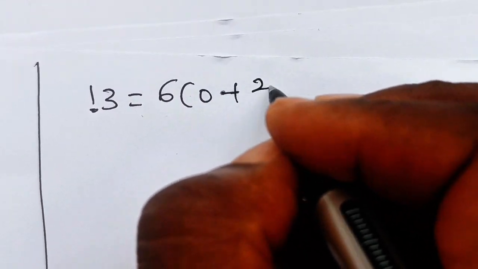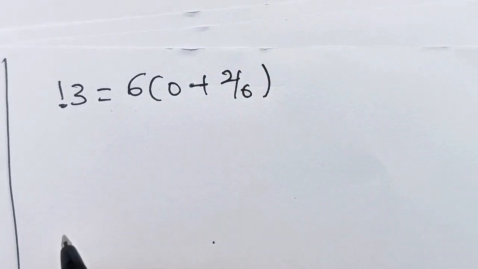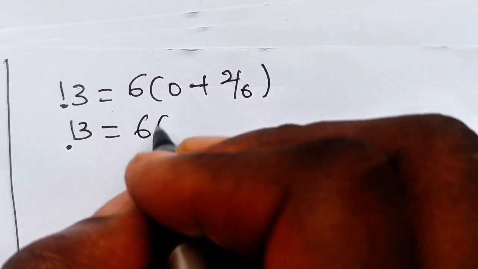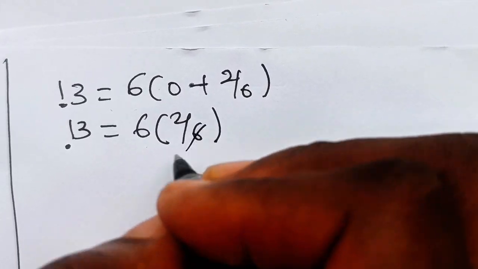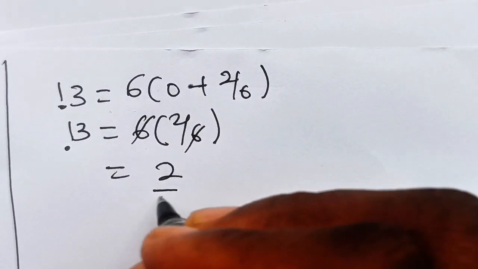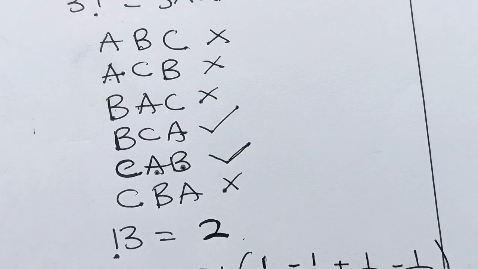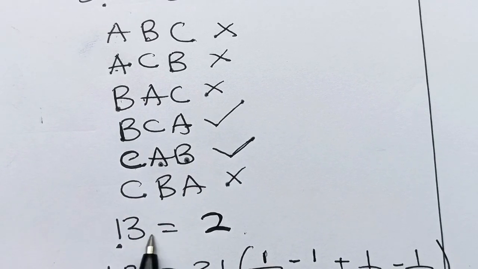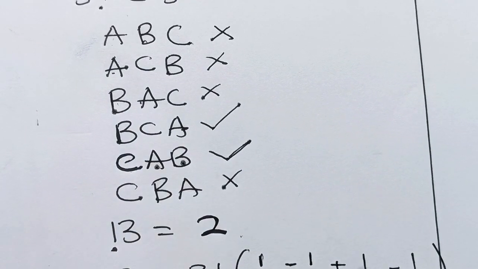I hope you're enjoying this class. Now let's continue. So what we have now is 3 subfactorial is equal to 6 brackets 0 plus 2 over 6. So we have 3 subfactorial is equal to 6 brackets 2 over 6, and we cancel this. You can see that we still get our final answer as 2, just like the way we got it here using the manual method.